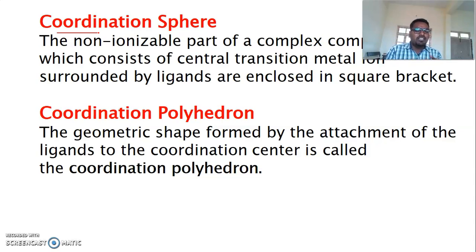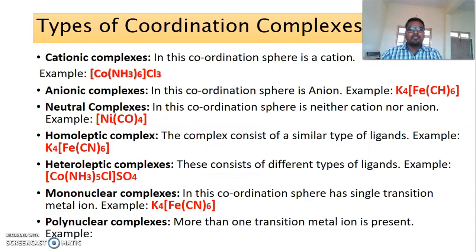Excluding that, the part outside the square bracket is called the ionization sphere, and that ion is called the counter ion. And coordination polyhedron means that the ligands surround the central metal atom, occupy suitable positions in space, and form a proper geometry. This is called the coordination polyhedron.